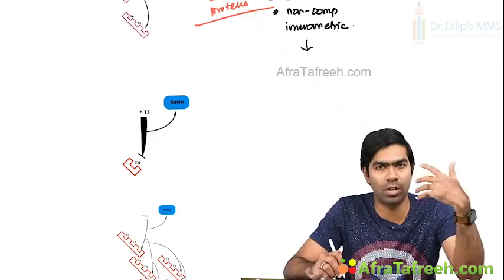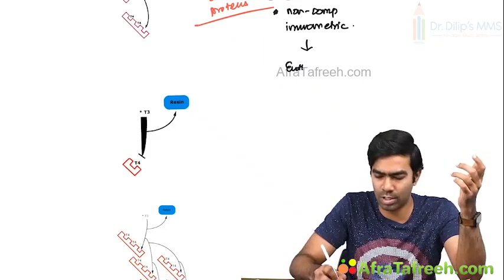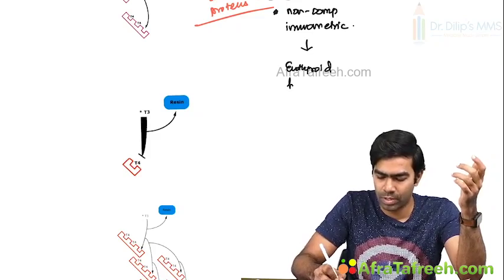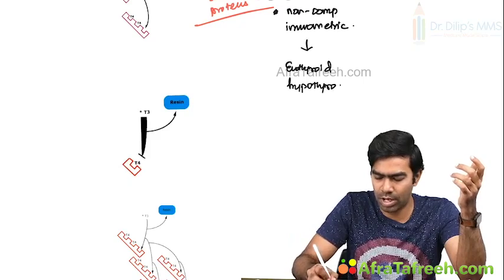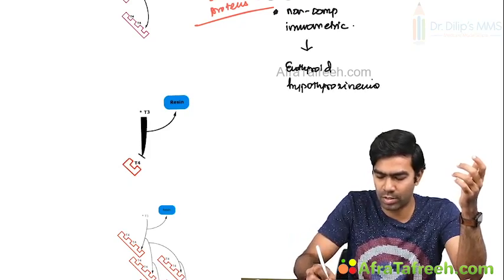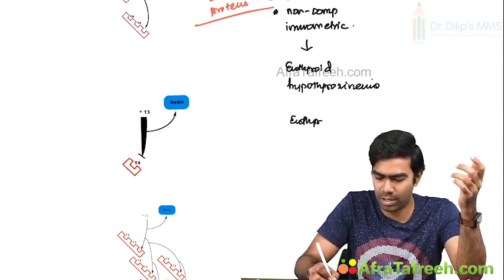But let us stick to the total T3 and T4 as of now and talk about the two concepts, because there are two things that you have to understand. One is called euthyroid hyperthyroxemia or euthyroid hypothyroxemia, and next you can write euthyroid hyperthyroxemia.